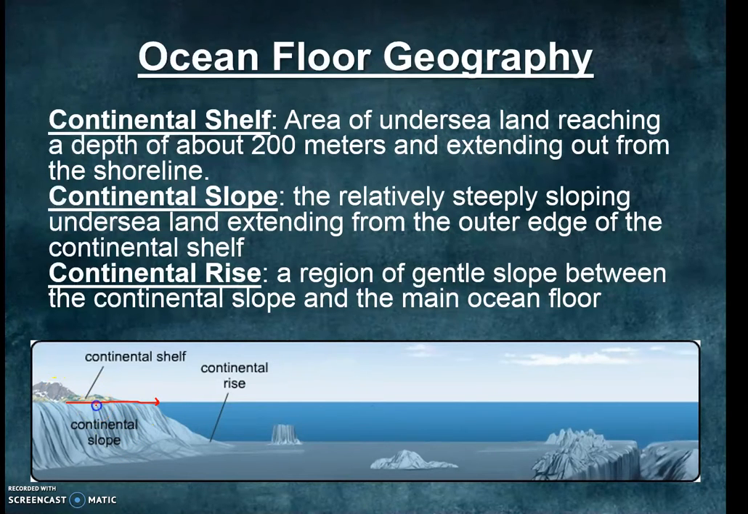Then we have the continental slope right here. As the name indicates, it is a slope, a steep drop off down into the ocean. So this is not where you're going to be swimming. It is the relatively steeply sloping undersea land extending from the outer edge of the continental shelf. Finally, we have the continental rise. This is a gentle rise that meets up with the continental slope. It is a region of gentle slope between the continental slope and the main ocean floor. I always remember this because the continental rise rises up to meet the slope, which meets the continental shelf.